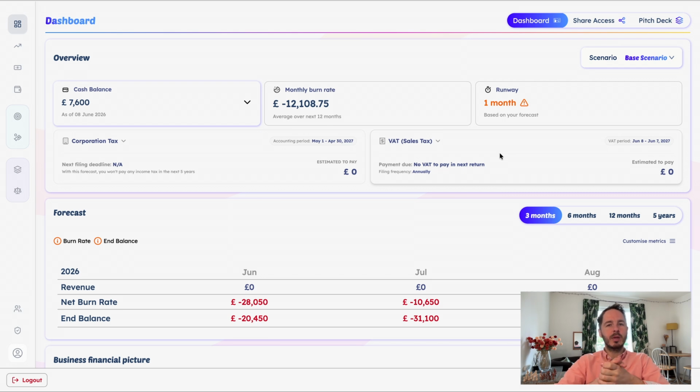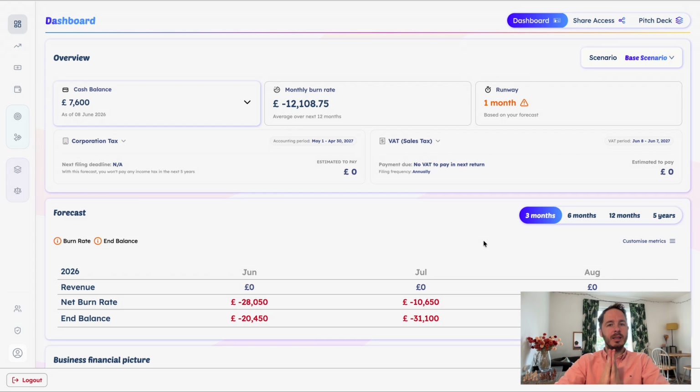Now, let's look at the forecast section. By default, it shows you the next 3 months. You can see 3 rows: revenue, net burn rate, and net balance. From June onwards, the net burn rate kicks in, we see minus 28,050, right? That's what happens when your cost of sales, OPEX, and CapEx all start running, but your revenue hasn't caught up yet.